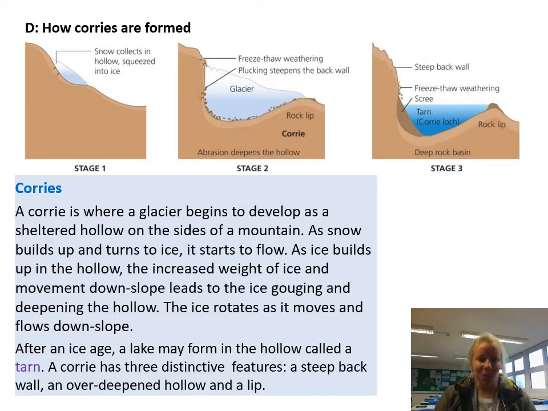Okay, so now we're going to look at one of these landforms in more depth. We are going to understand how a corrie is formed. So a corrie is where a glacier begins to develop as a sheltered hollow on the sides of a mountain. As snow builds up and turns to ice, it starts to flow. As ice builds up in the hollow, the increased weight of ice and movement down the slope leads to the ice gouging and deepening the hollow. The ice rotates as it moves and flows down the slope.